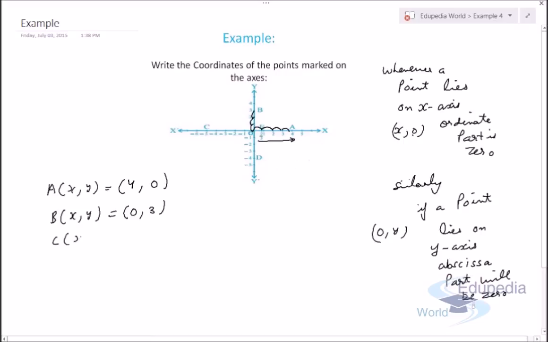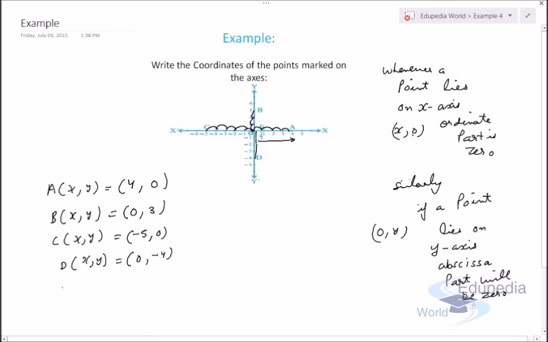Similarly for point C, x y, it again lies on the x-axis, but the direction is negative, so the x will come out to be negative. The distance is 1, 2, 3, 4, 5, so it will be minus 5 and 0. For point D, it lies on the y-axis, so its abscissa is 0. The number will be 1, 2, 3, 4, so it will be 0 and minus 4.